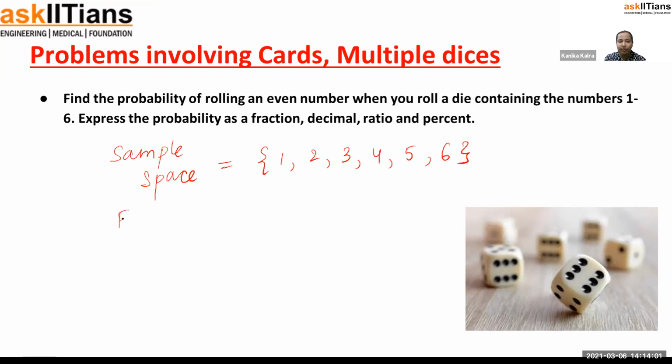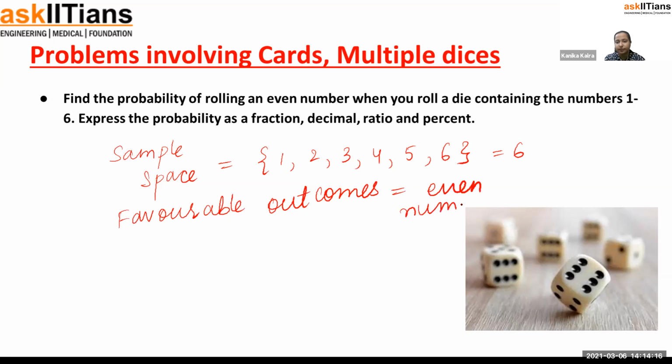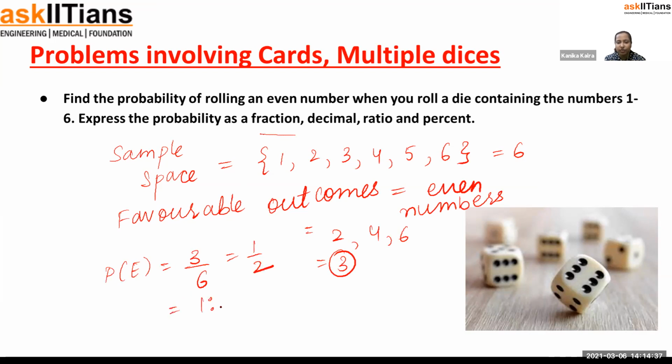So we have favorable outcomes as even numbers. The even numbers in this are 2, 4 and 6. So there are 3 even numbers. Now the probability of getting an even number as a fraction would be 3 over 6, that's 1 by 2. If you convert it into a ratio, the ratio would be 1:2. Then the decimal would be 0.5, and the percentage would be 50%.